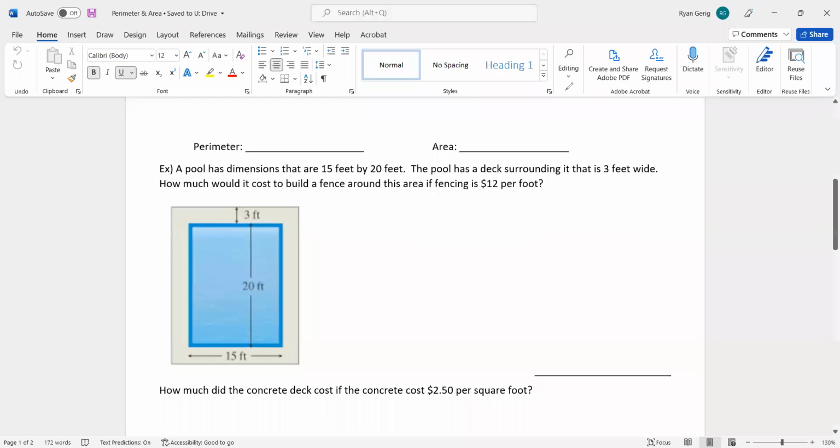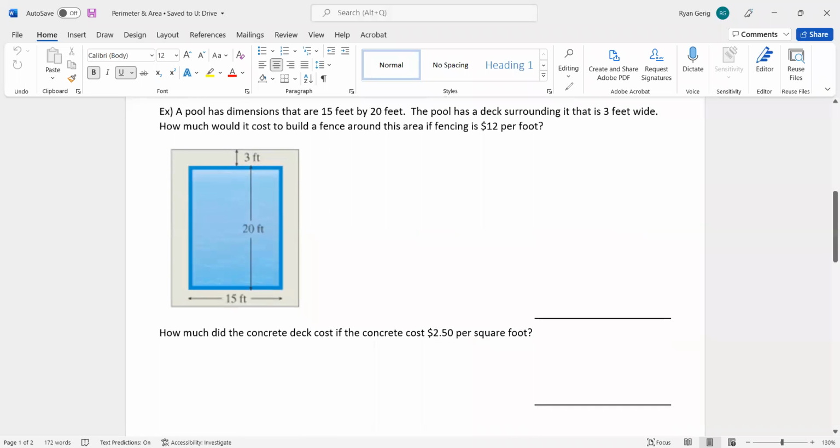Now we're going to get into a little more application. So a pool has dimensions that are 15 feet by 20 feet. The pool has a deck surrounding it that is 3 feet wide. How much would it cost to build a fence around this area if fencing is $12 per foot?